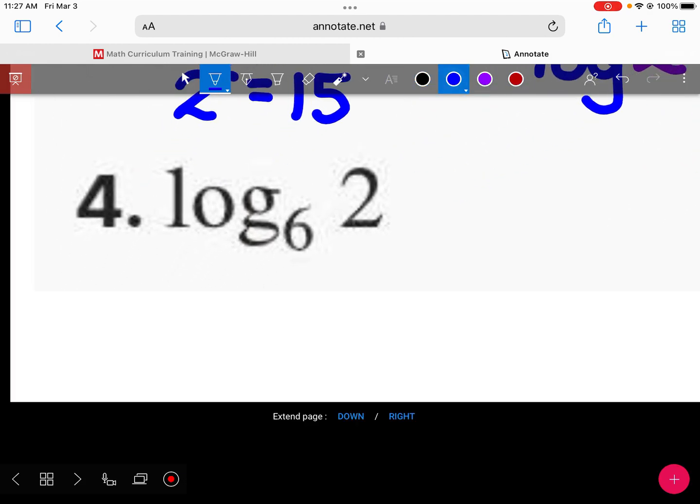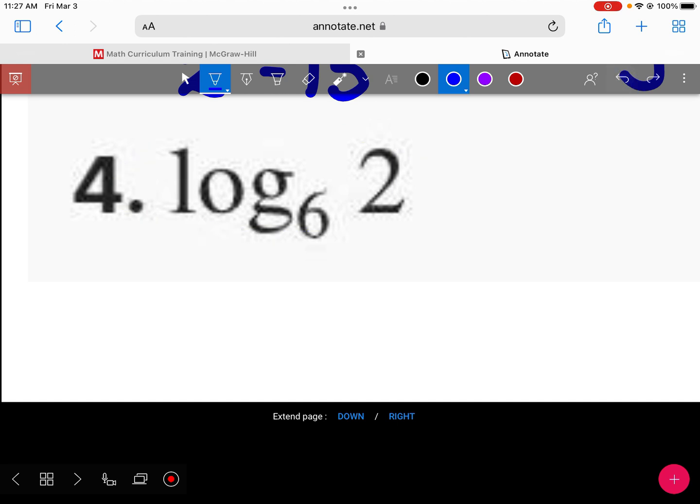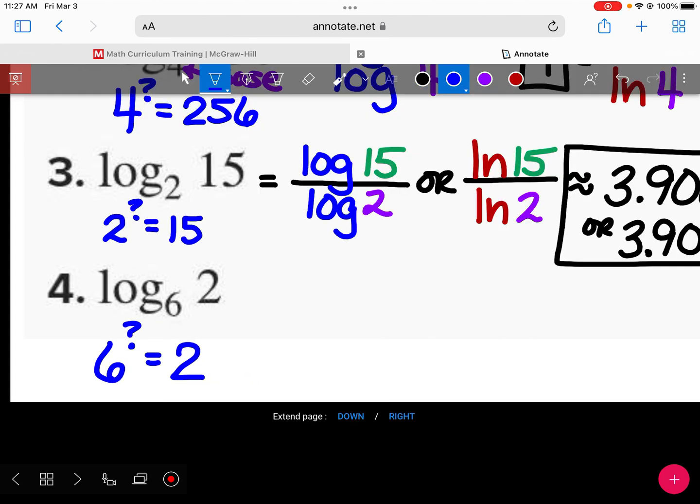What question is the last one asking me? What does this mean? 6 to the what power equals 2? Well, what is 6 to the first power? It would be 6. So what do I already know about that exponent? If 6 to the first power is 6, what's 6 to the 0 power? 1. Yeah, it's going to be somewhere in between 0 and 1.